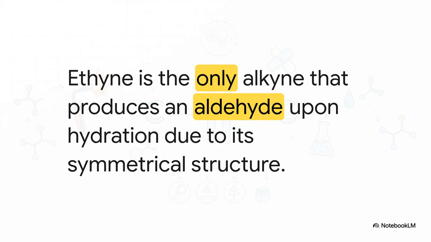And the answer is B, ethyne. Its perfect symmetry is the absolute key here. Because ethyne is so symmetrical, when it reacts with water, it can only form one product, an aldehyde. Any other alkyne that has a triple bond at the end of the chain, like propyne for example, well, it's asymmetrical. And that means it follows a rule that sends the oxygen atom to the more crowded carbon, creating a totally different product called a ketone. It's a fantastic example of how a molecule's structure directly dictates its function.